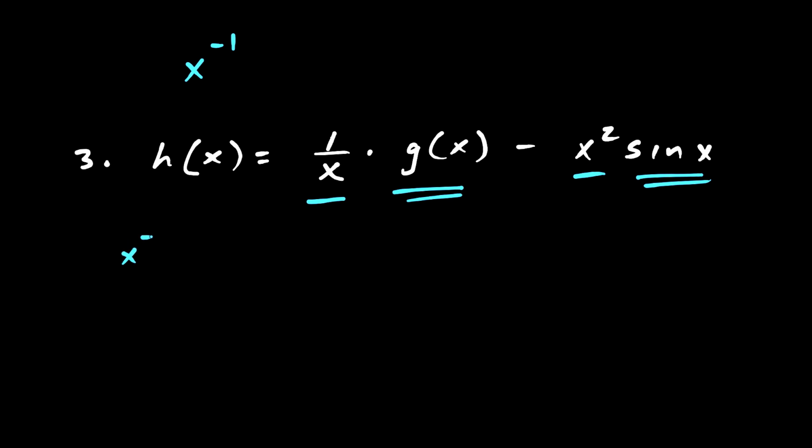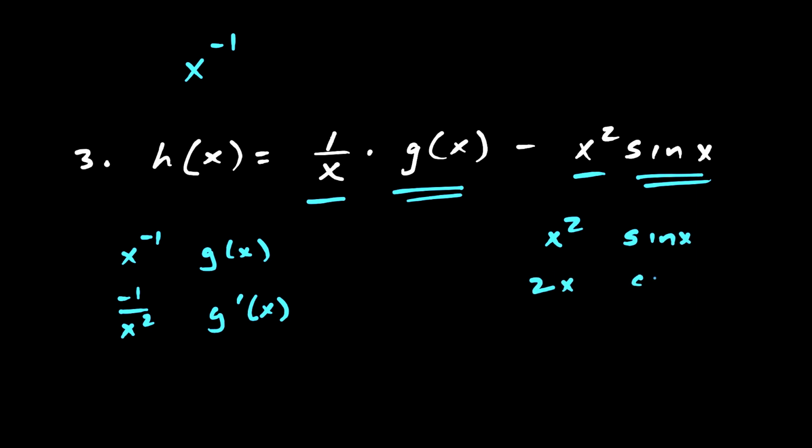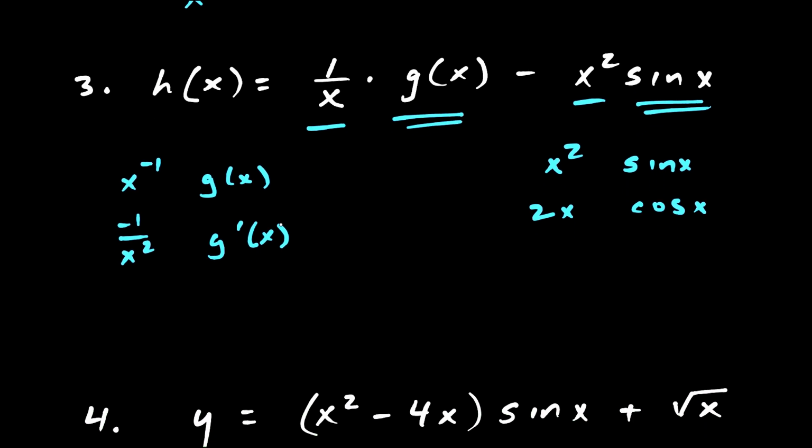So we have x to the negative 1 and we have g of x. We have those derivatives. So this derivative is negative 1x to the negative 2, which is also known as negative 1 over x squared. And here we have g prime of x. Our other values over here, we have x squared and we have sine of x. Those derivatives, looks familiar, 2x and cos x. So let's go ahead and do our cross multiplying.